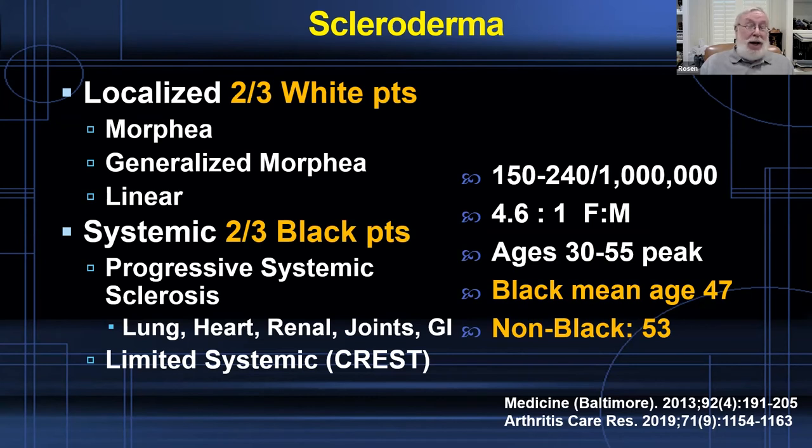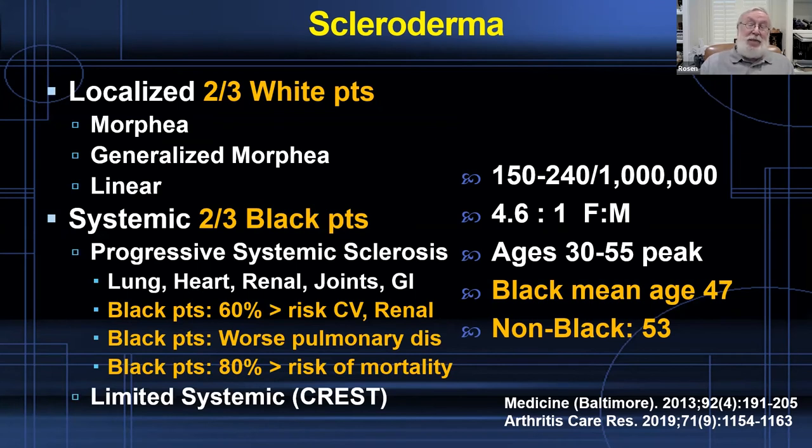If you look at what kind of scleroderma people have, 2/3 of white patients have localized scleroderma, one of the three things listed there. But 2/3 of Black patients have systemic disease, one of the things listed there, including the often fatal progressive systemic sclerosis. So you can see by these statistics that scleroderma is a worse disease among skin of color, particularly Black patients.